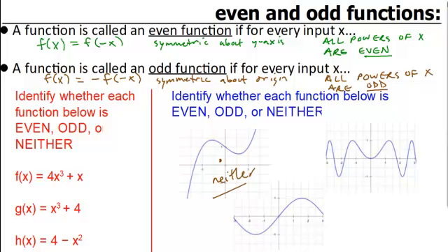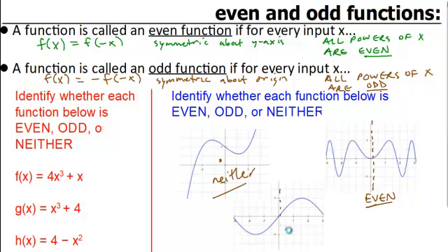Okay, what about this graph right here? If I fold this graph along this vertical line, does that map onto itself? It does. So that makes this an even function. Okay. And then finally the last one, if I take a vertical line at the y-axis here, does this graph map onto itself when you fold it? No, so it's not even.